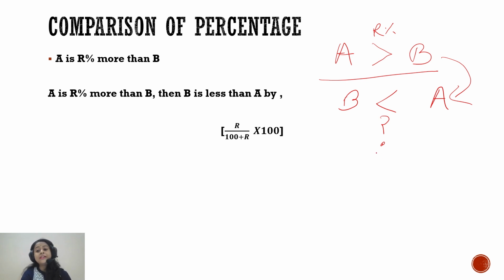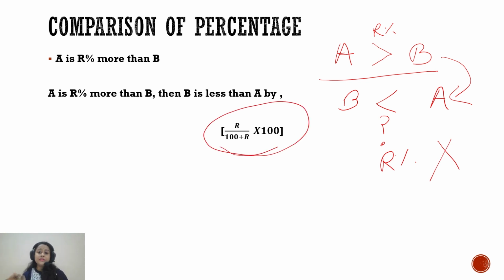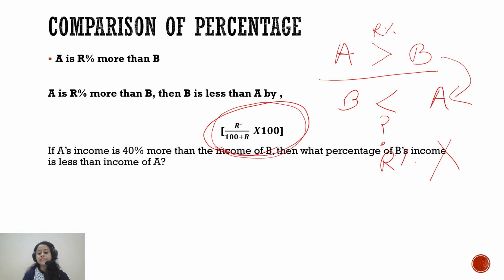Often we make a mistake that since A is R% greater than B, B will also be R% less than A. No, this is wrong. There is a particular formula for calculating this. We are just taking the reverse percentage here, right? When A is R% greater than B, how much B is less than A in terms of percentage. So this formula you have to apply: R by 100 plus R into 100, right? So let us see this using a numerical problem.